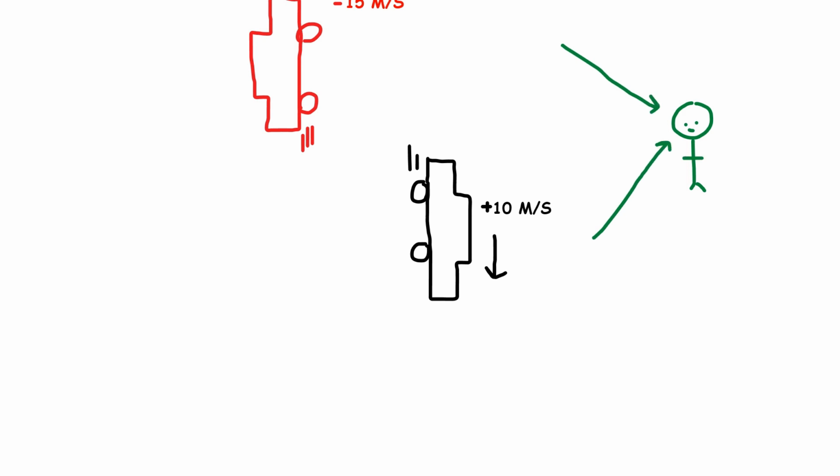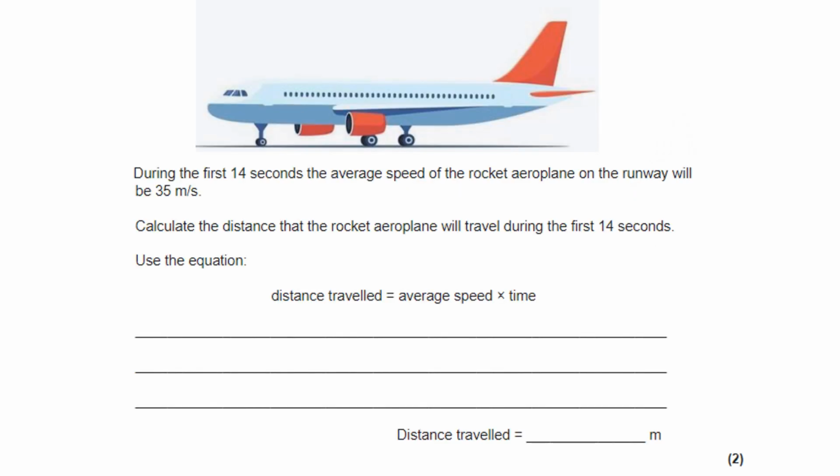However, to the green person standing on the sidewalk, the red car is still moving at 15 and the black still at 10. Nothing has changed for them. So you see, speed is relative to where you're watching and who's watching. You're unlikely to get a question on that in your 13 plus exam, but it is something you need to be aware of. Let's have a look at some straightforward speed, distance, time calculations.